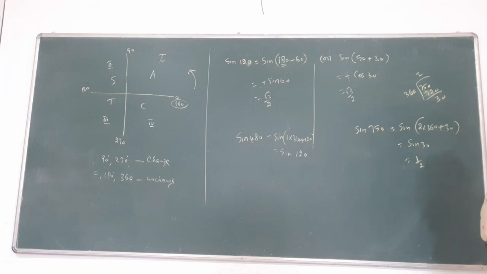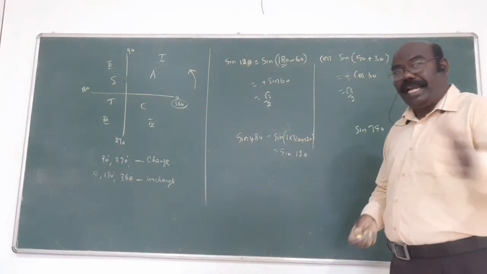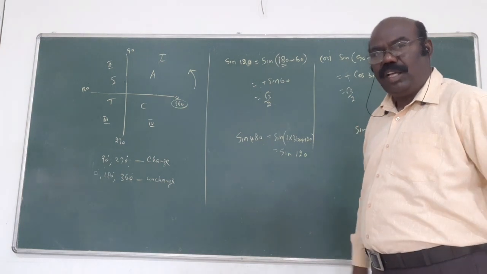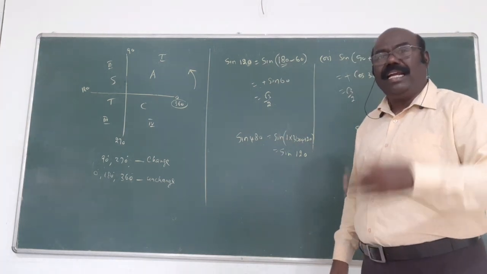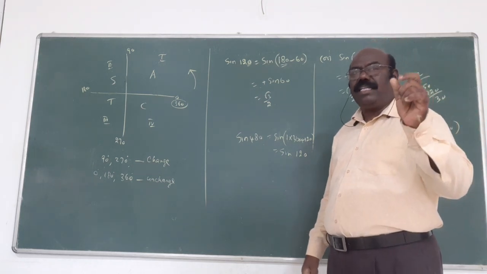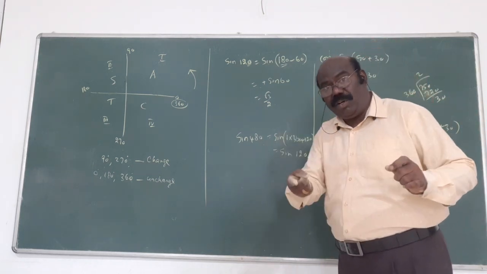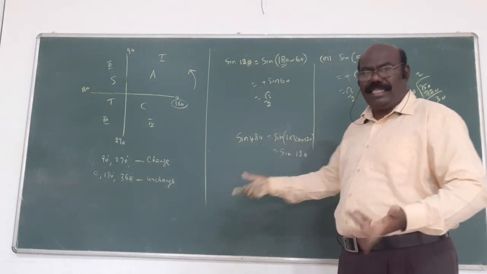In this way, you find the answer. Actually, below 90 means you put the value. More than 90 means this is the idea. More than 360 means divide by 360, after which the multiple of 360 becomes 0. What is remaining? That is the answer.